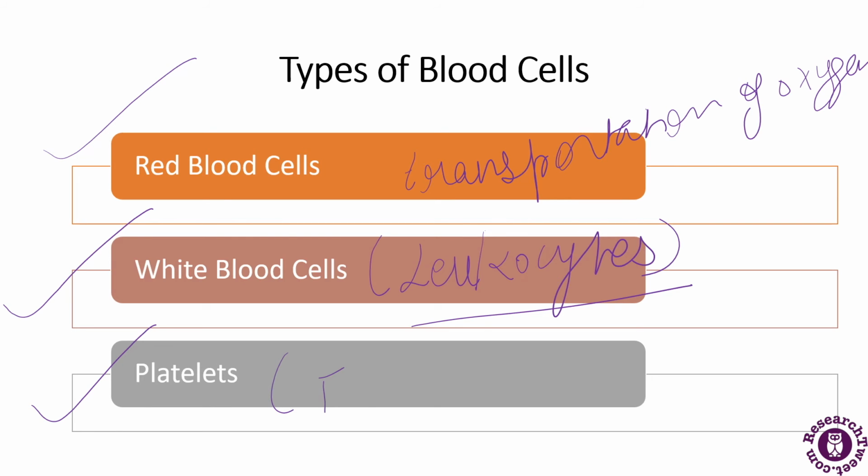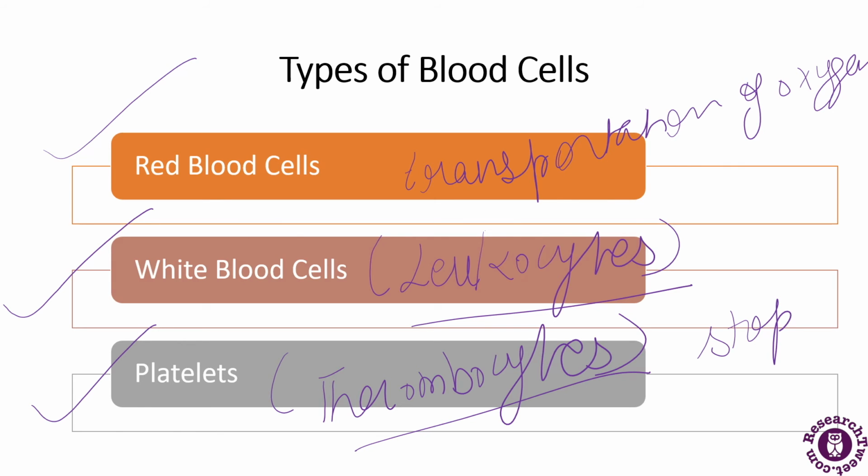Now come the platelets, also called thrombocytes. What is their function? Platelets are involved in the formation of a clot to stop bleeding. Whenever there is an injury or a wound, the platelets come to that place and help to stop the bleeding. They help in clotting, acting on the site of the injury or wound. So these are the three types of blood cells.